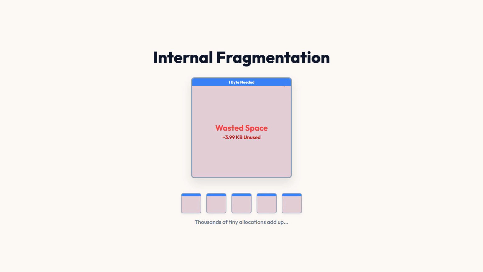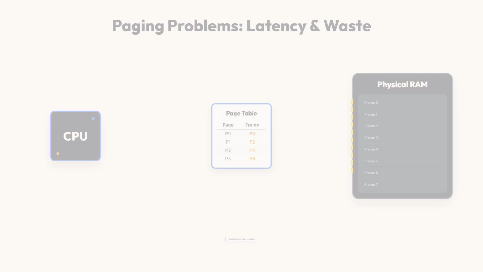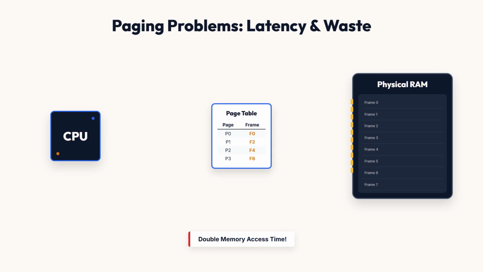Second, and much more importantly, we introduced a massive latency penalty. Now, every time the CPU wants to read a single piece of data, it has to look at the RAM twice. One to check the page table to find out where the data actually lives, and a second time to go back and get the data itself. In the world of high performance computing, doubling your memory access time is an absolute death sentence.